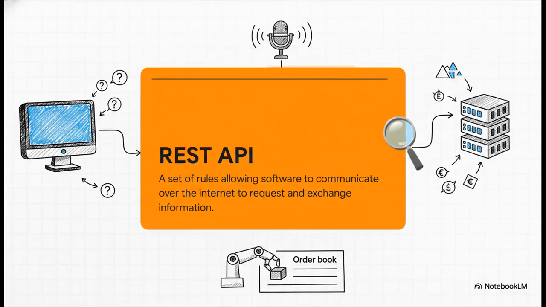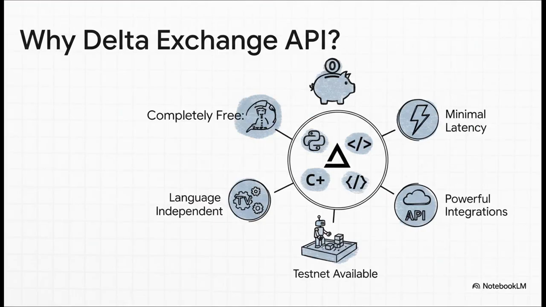So, what in the world is an API anyway? If you're not a coder, don't sweat it. Think of it like this. A REST API is just a set of rules, a special language that lets your computer program talk directly to Delta Exchange's servers. It's basically a universal translator. Your code says, hey, give me the price of Bitcoin, and the API translates that so the exchange understands. Simple as that.